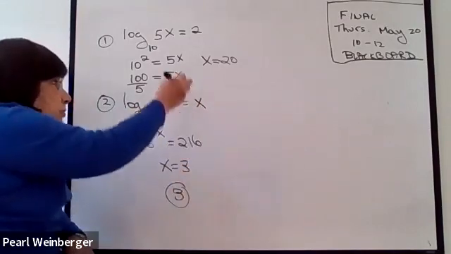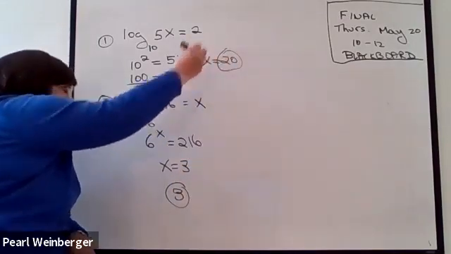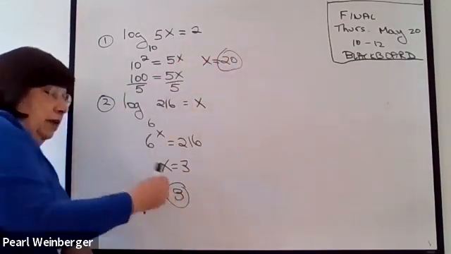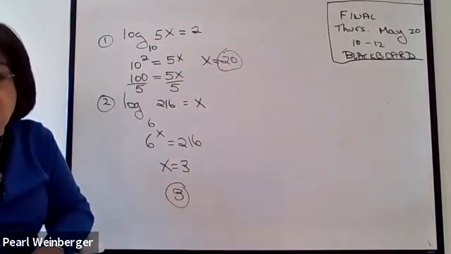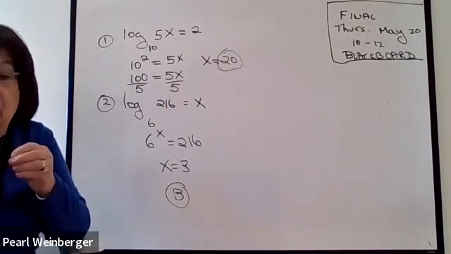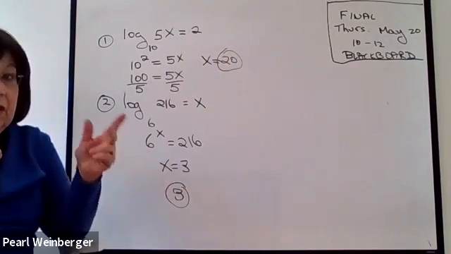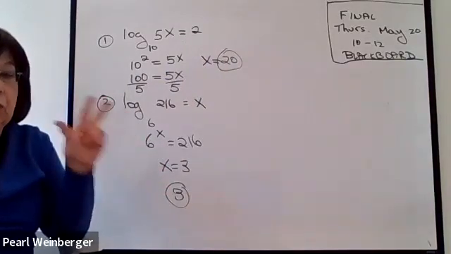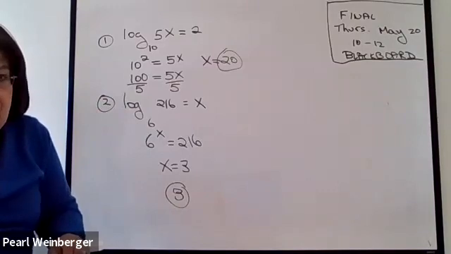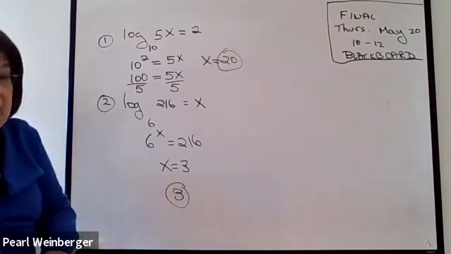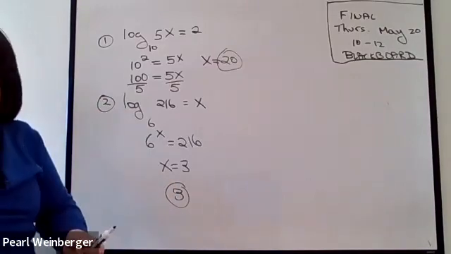So the answer to the first one was 20, and the answer to the second one was 3, because that's how many times we have to multiply the 6 by itself. Now, we're not multiplying 6 by 3. We're multiplying 6 times 6 times 6. It's how many times we're multiplying the 6 by itself. That's what the exponent of 3 is telling us. Okay.